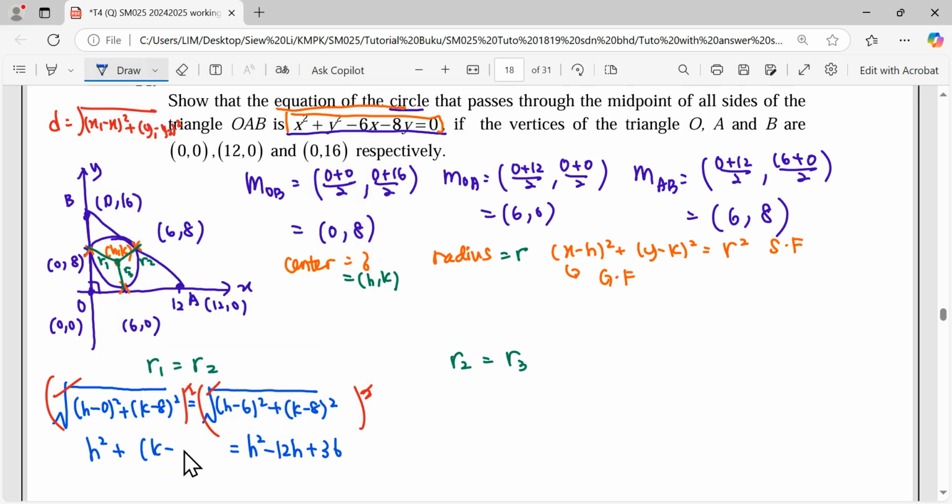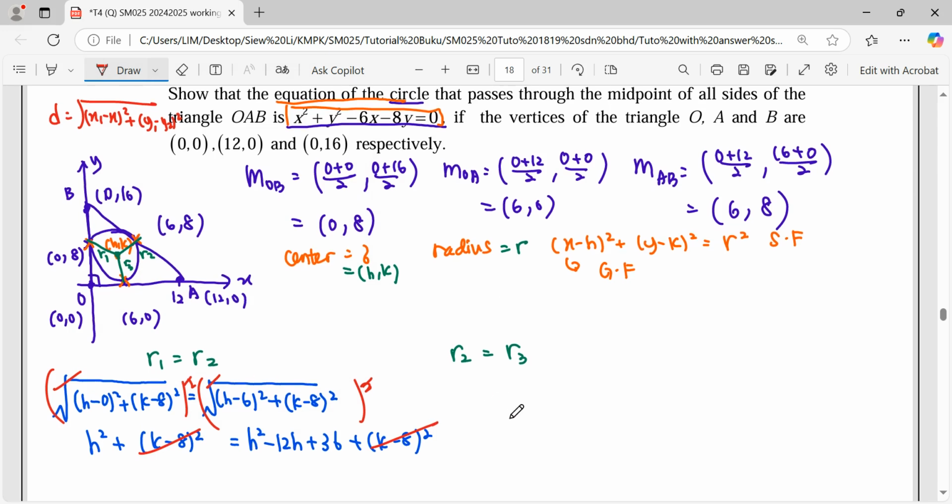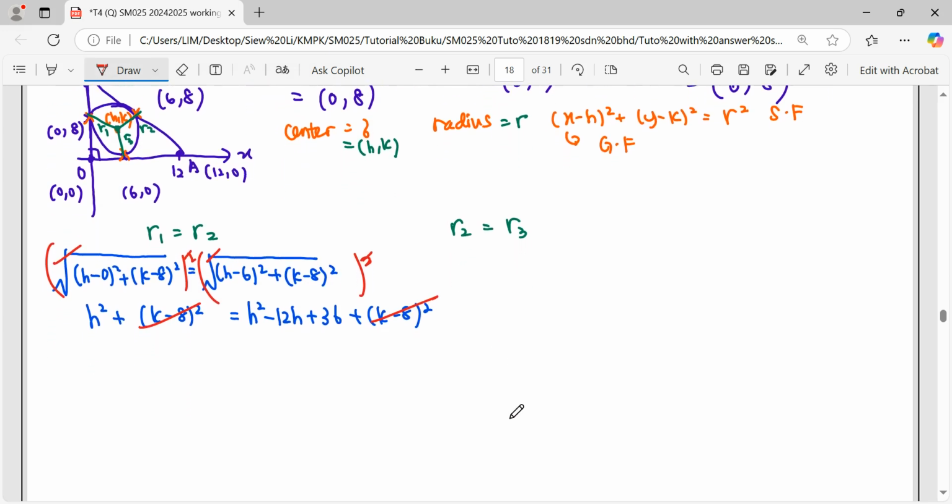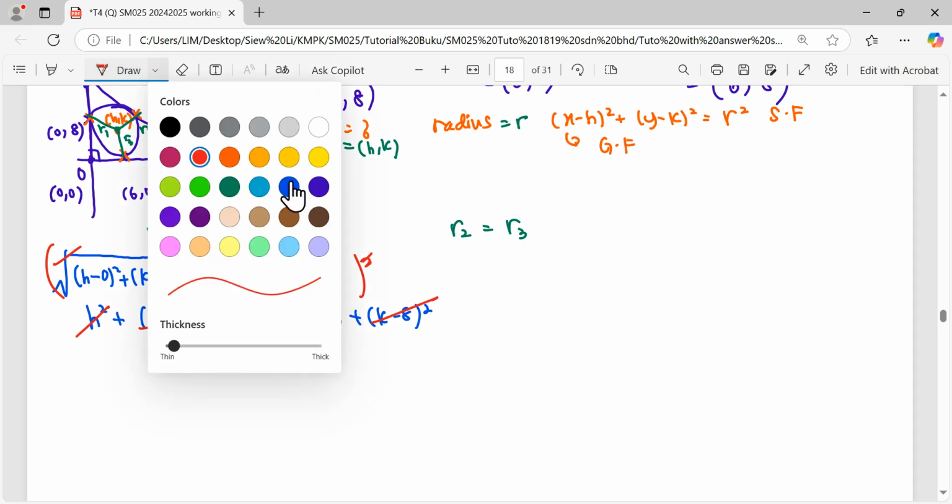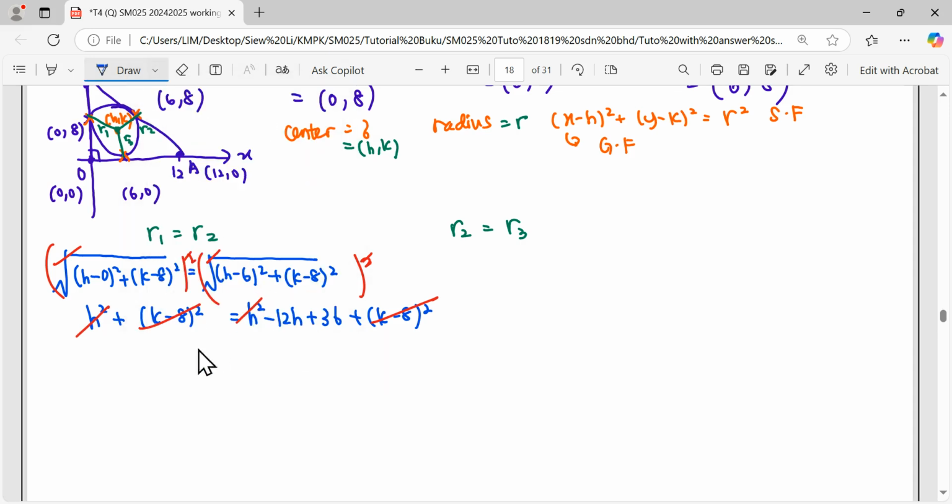This is our k squared before I expand, and this is also k squared. So actually we have the same term here, and we can eliminate it straight away. Therefore, we just have the term of h to be solved. h squared and h squared can also be eliminated. So when I simplify, 12h equals 36, so h equals 3. So automatically I get the center here, where h is equal to 3.